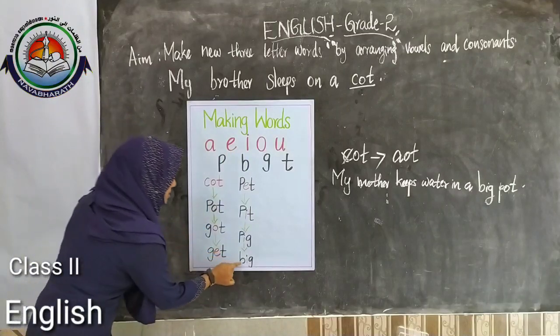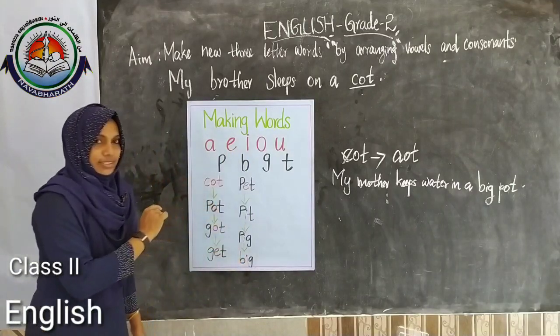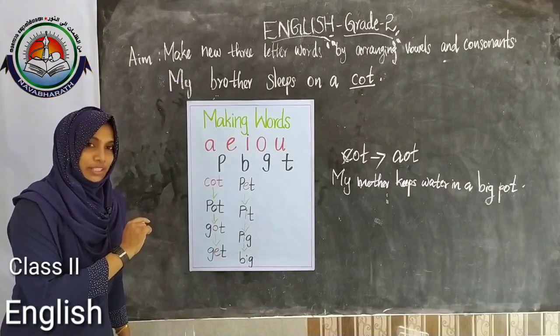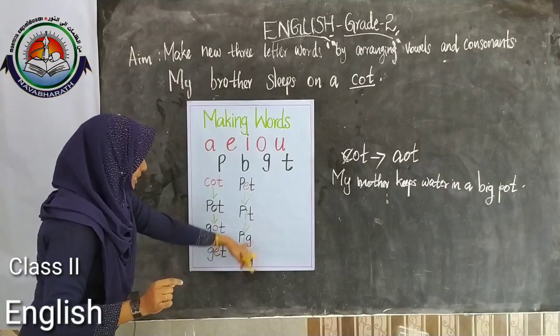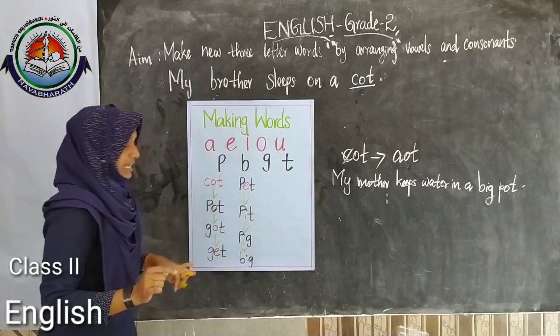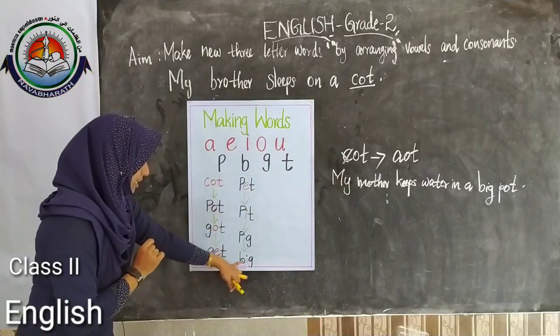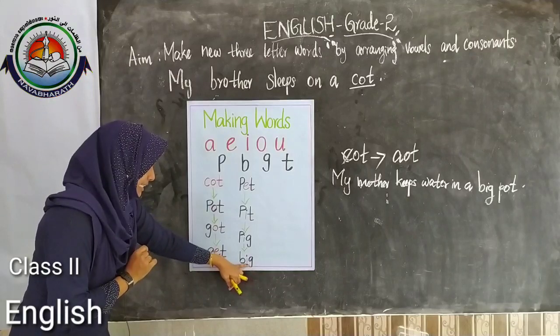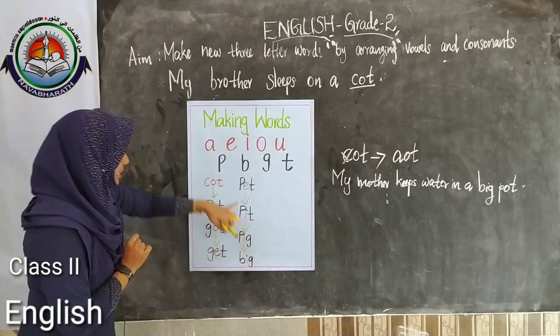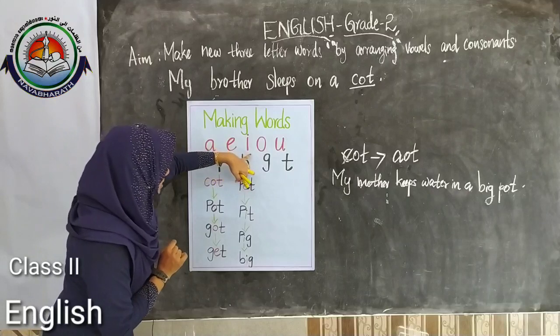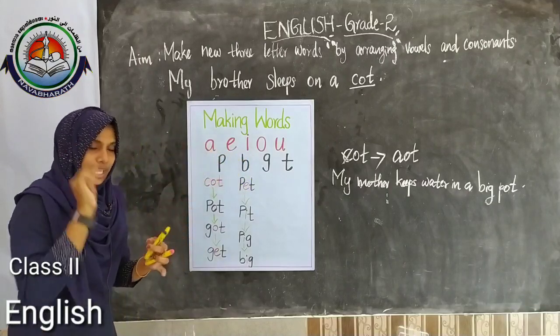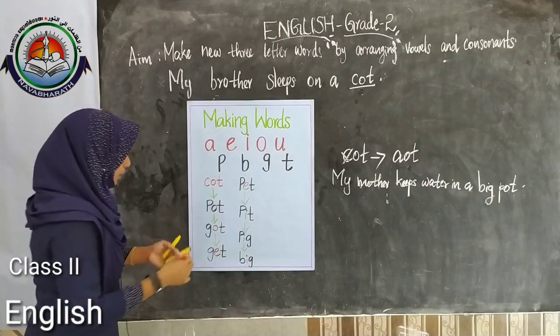Okay, then after big, let's change the middle letter. Which letter do we need to take? Any of these red letters. Which letter is matching? Big. Okay, can we change this I letter? Let's change this I letter with this A. So what happened? What's the new word that you got?